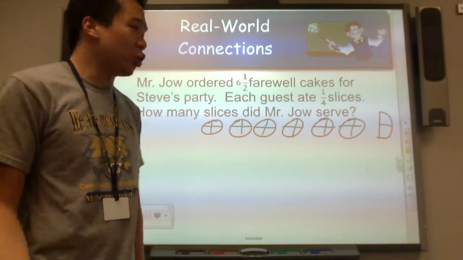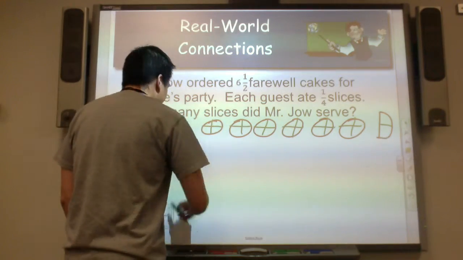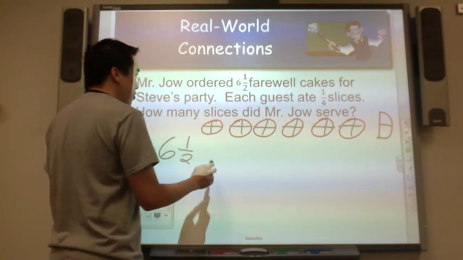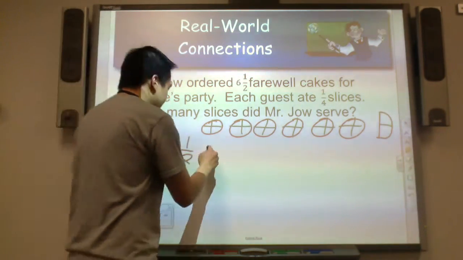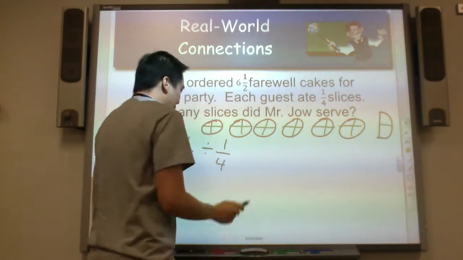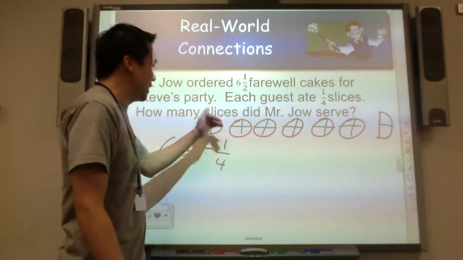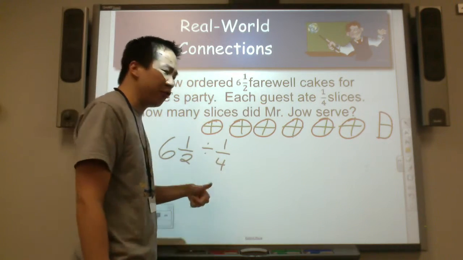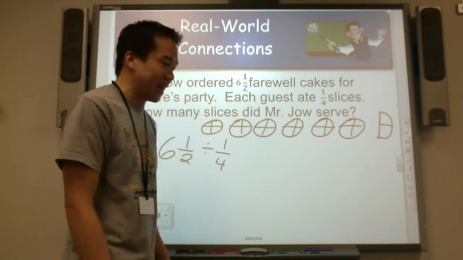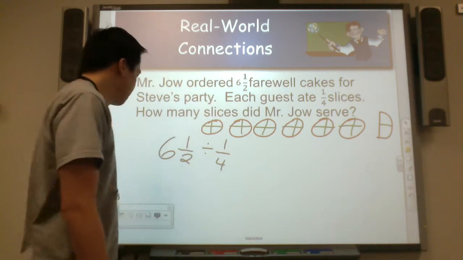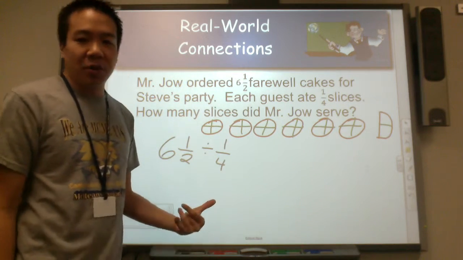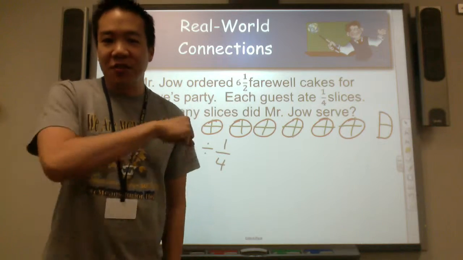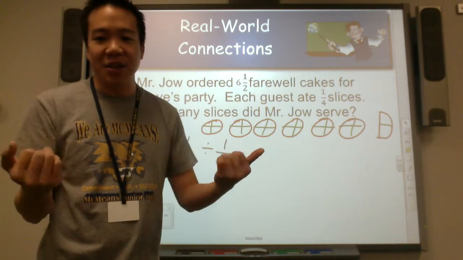You rather do the procedural way. So it's, I ordered 6.5 farewell cakes. I cut it or divided each cake into 1/4 slices. So how many groups of 1/4 go into 6.5? So when you divide mixed numbers, this is how I do it. Dividing mixed number, that's the way.